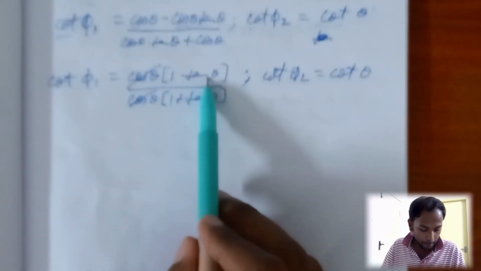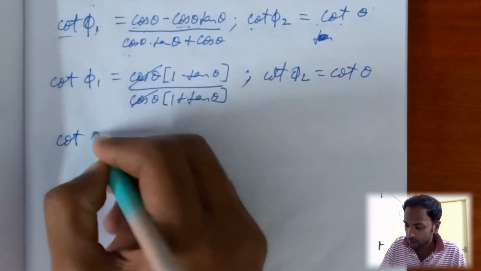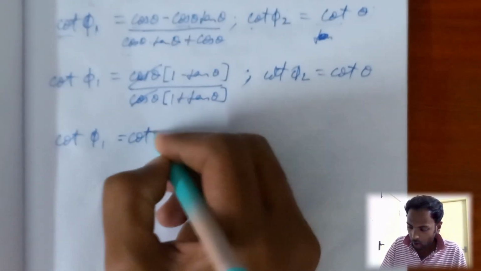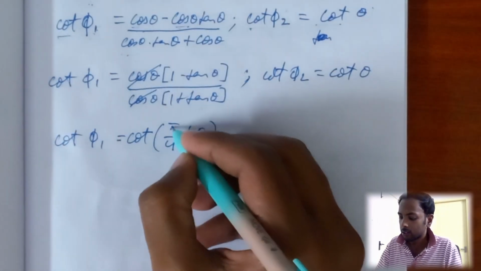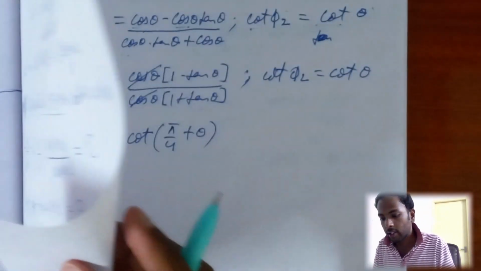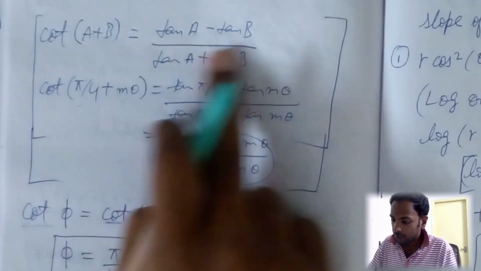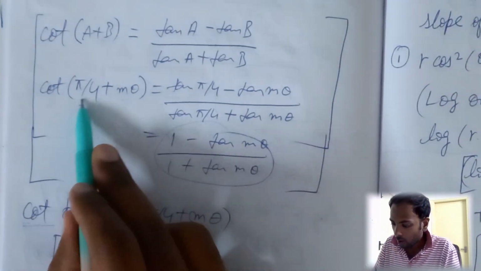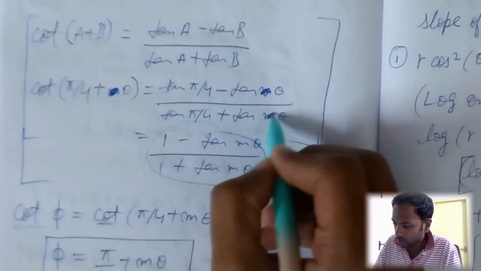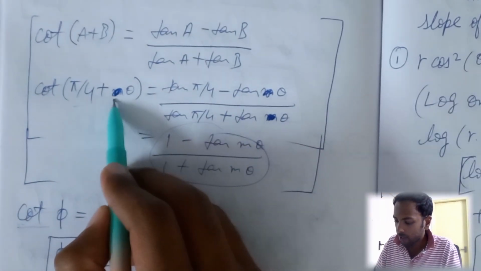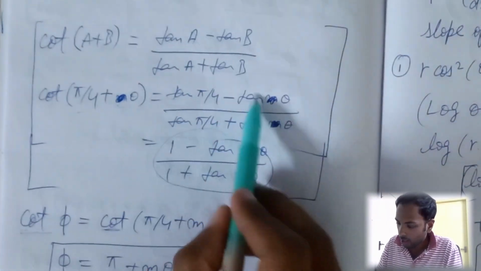1 minus tan theta by 1 plus tan theta is nothing but cot of pi by 4 plus theta. How did I write this? Just look at here. Cot a plus b is equal to this. Now, cot pi by 4 plus theta, if I take and put it in this formula, apply a plus b here, you will get this.